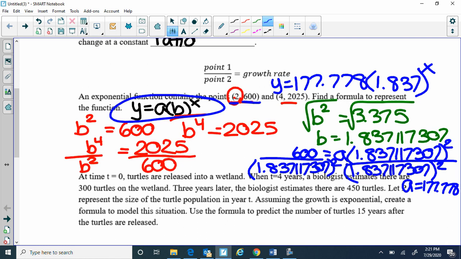At this point, it's okay to round to 3 decimal places for your b, but when you are plugging in to find your a value, so in this step right here, you don't want to round too early. You want to keep all of your decimal places so you don't have any rounding error.